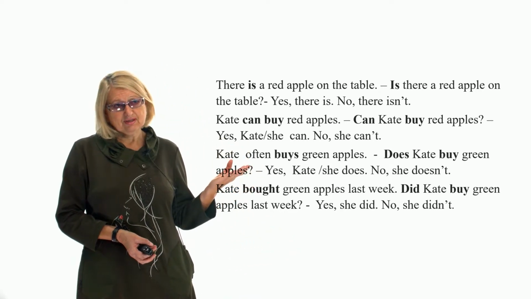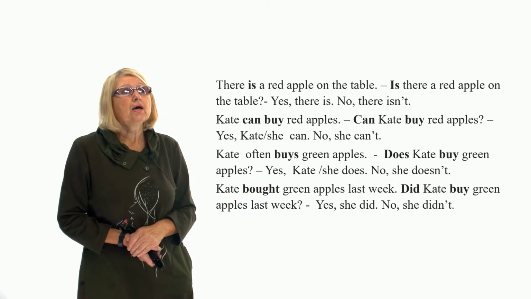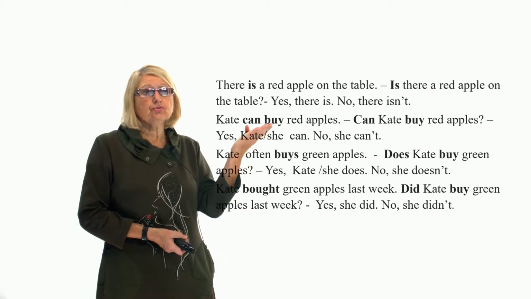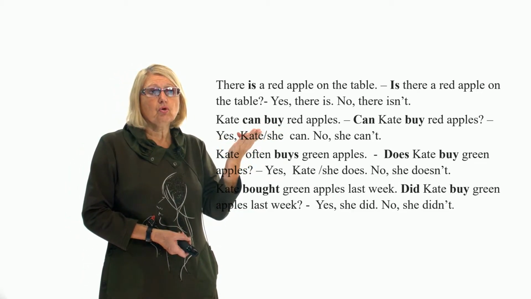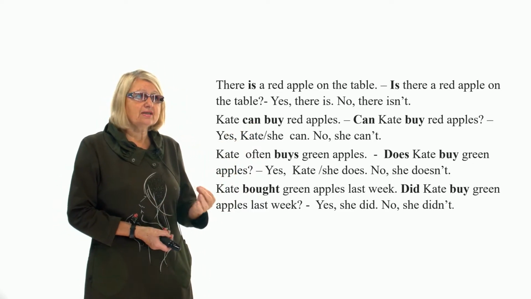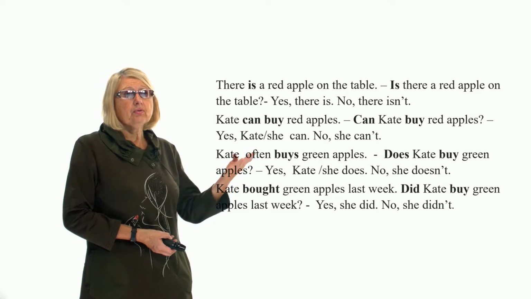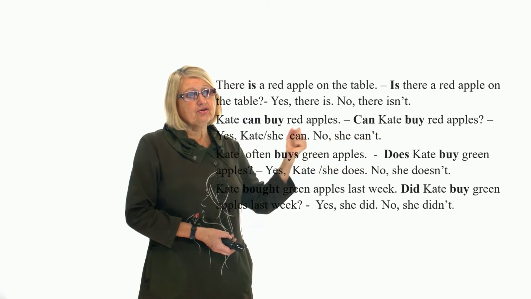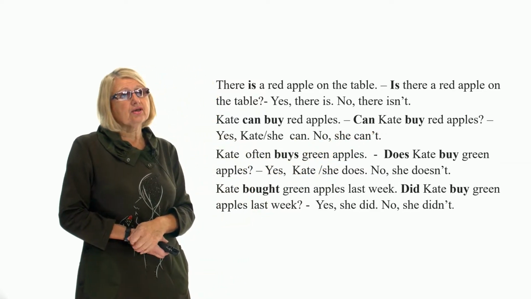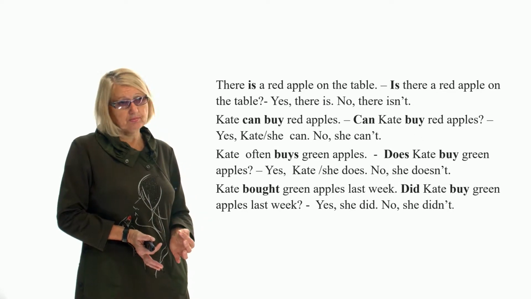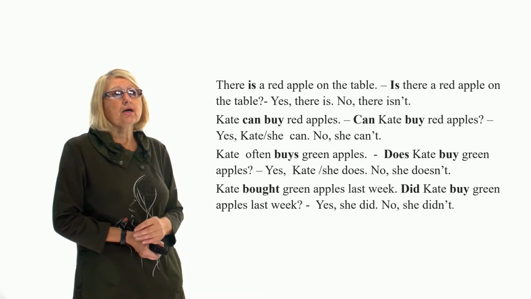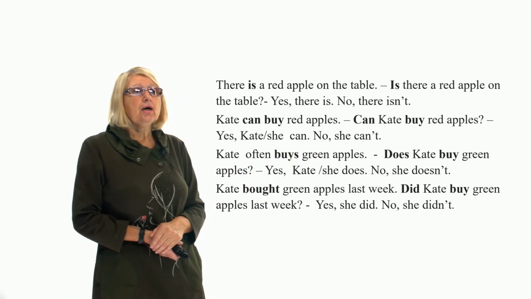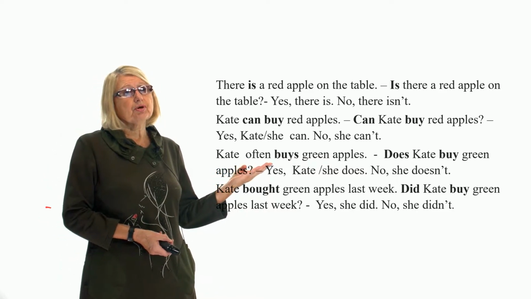The question is answered. Kate can buy red apples. You see, there are 2 verbs, and the modal verb can plays the role of an auxiliary verb. We put it in the first place. Look here. Can Kate buy red apples? The answer: yes, Kate can, or she can, both words are possible, or no, she can't.